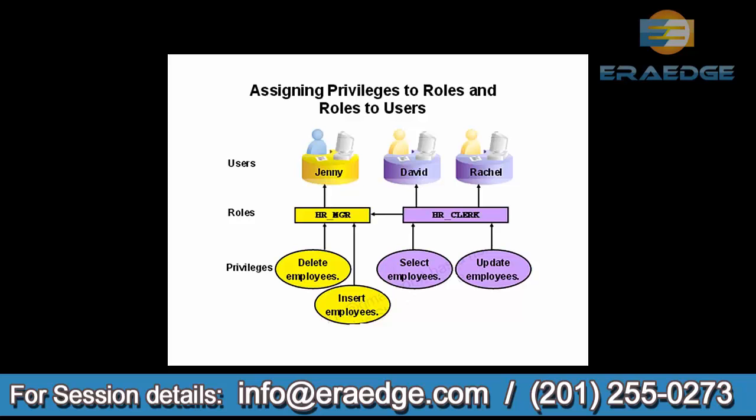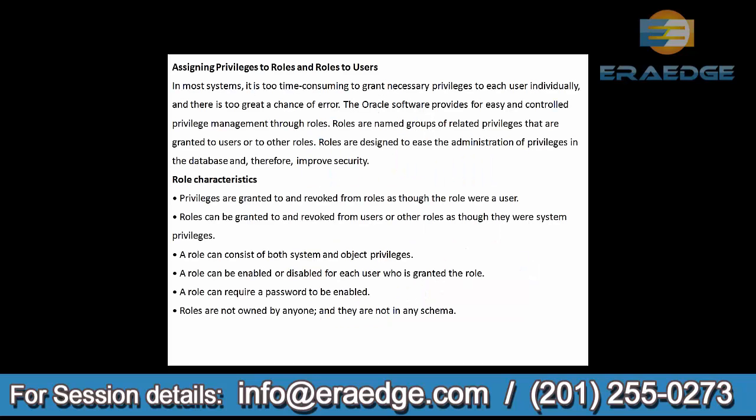So here you are not just assigning privileges to a role, you are also assigning another role to a role. Correct? You are assigning the HR clerk role to the role. So that is also possible. So privileges are granted to and revoked from a role as though it were a user. Then roles can be granted to and revoked from users or other roles as though they were a system privilege.